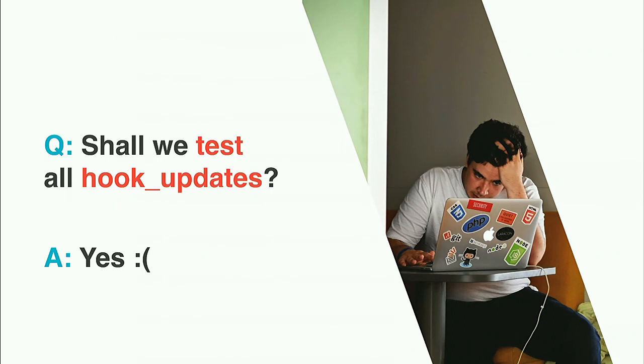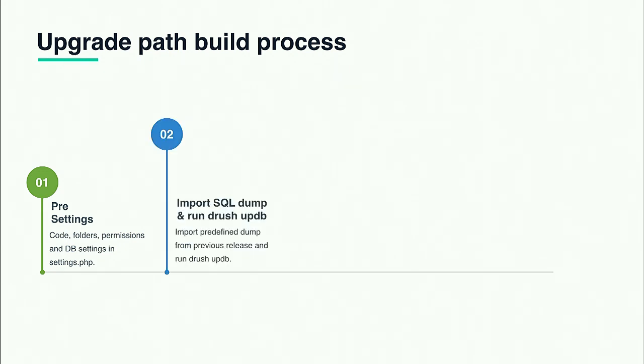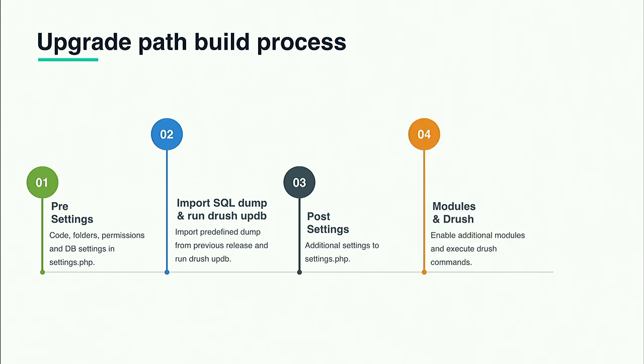So for that, we set up additional environments and the process is pretty similar. Pre-settings, then a magic step with importing an SQL dump to the database. So after release, we have a rule. Once we do a release, we create an SQL dump based on this release. And on top of it, like different layers, we add hook updates on pull requests. So we have kind of a previous version. It's kind of emulating a real website that a client might have. So we import the SQL dump, run drush updatedb, add some post settings, enable modules, and send a report to the developer.